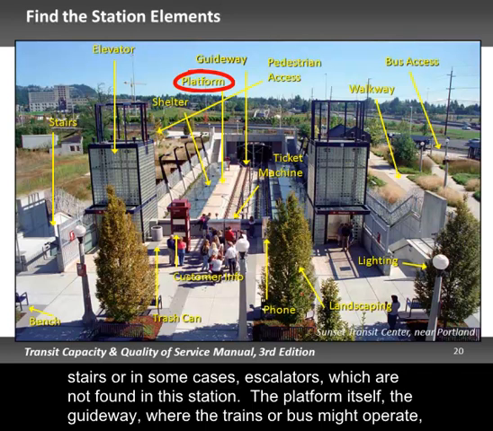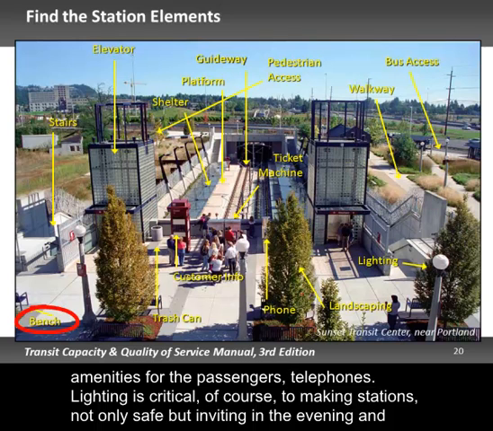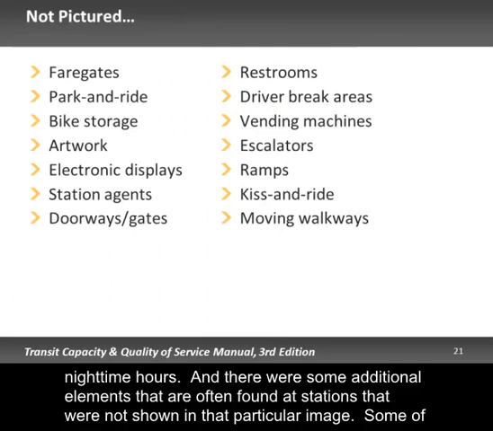The platform itself, the guideway where the trains or a bus might operate, pedestrian access points, ticket machines, customer info. There's a kiosk here providing schedule information, benches and other amenities for the passengers, telephones. Lighting is critical, of course, to making stations not only safe but inviting in the evening and nighttime hours. And there were some additional elements that are often found at stations that were not shown in that particular image.